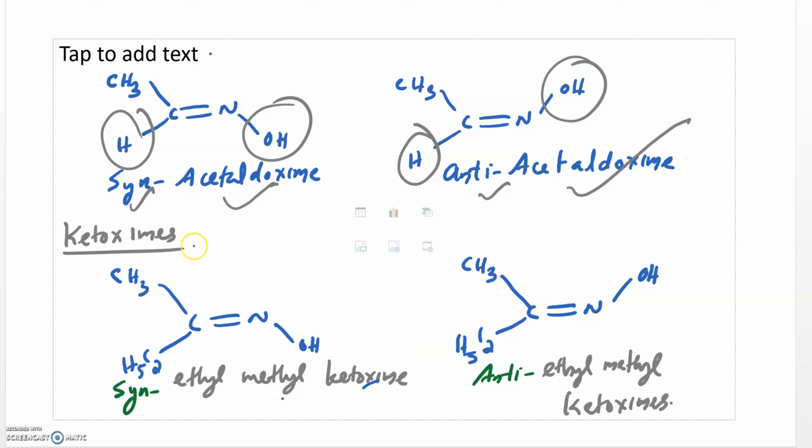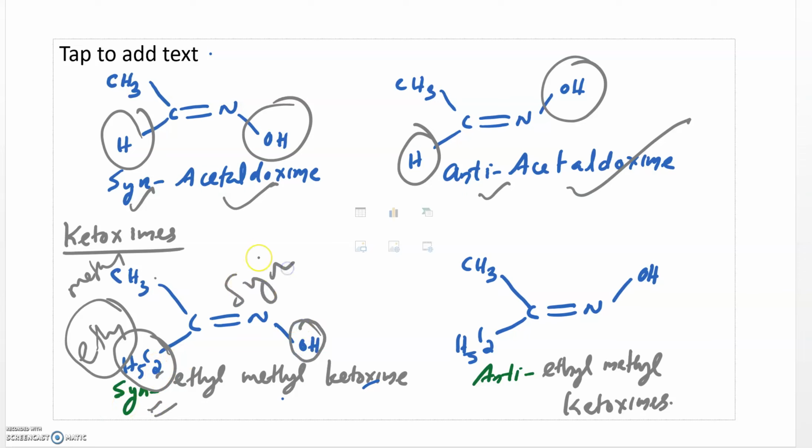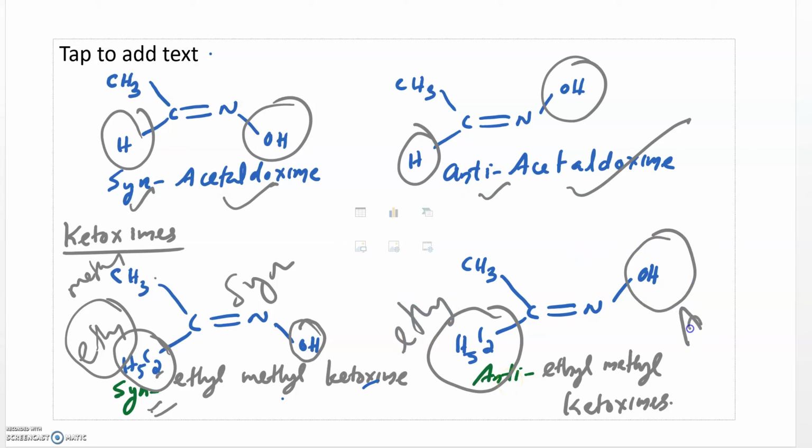The ketoxime example is here. Here one group is CH3, another is C2H5. C2H5 is ethyl, the other is methyl. Alphabetically first one is C2H5. Here this C2H5 and OH are on the same side, so it is called the syn isomer. Here the alphabetically first group, that is ethyl, and OH are on the opposite side, therefore it is the anti isomer. Very simple.